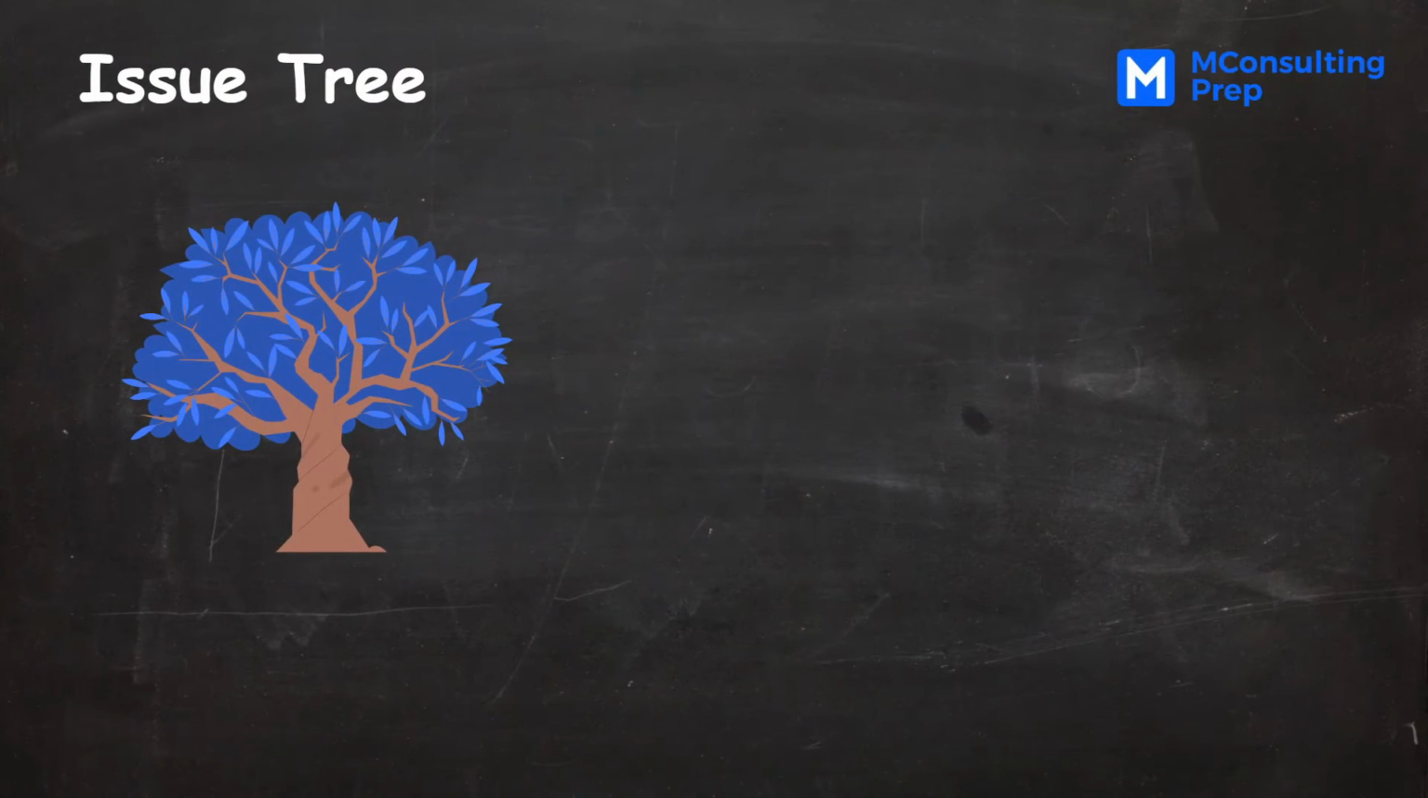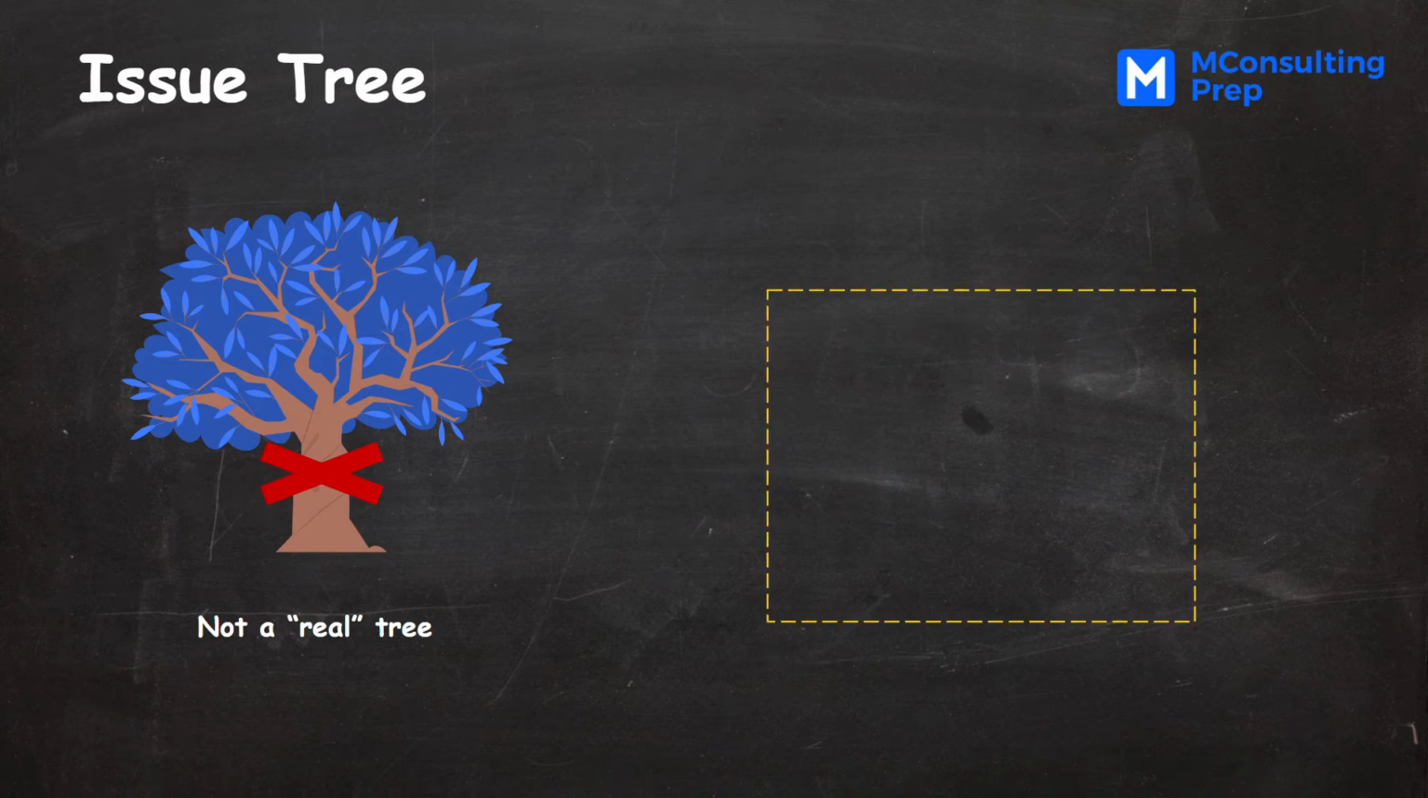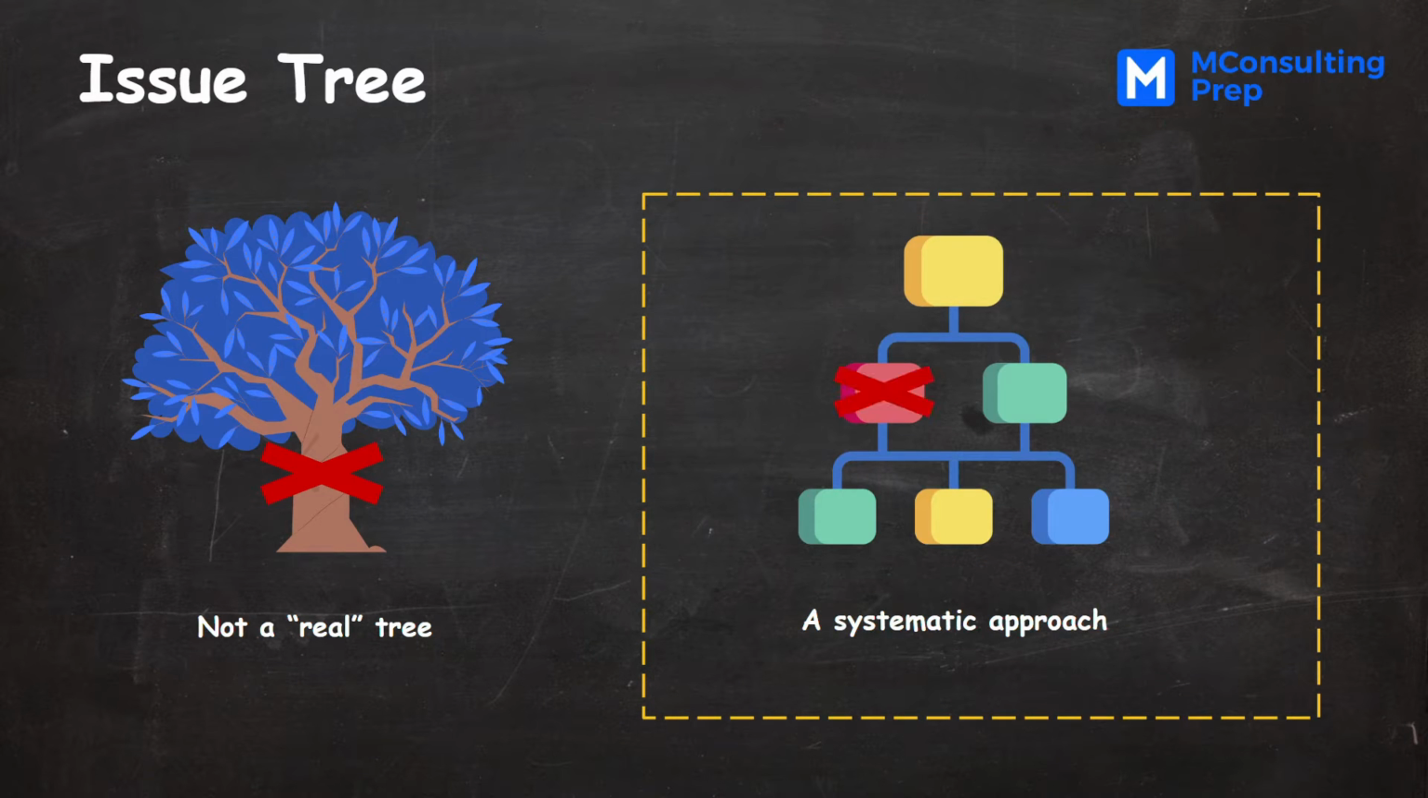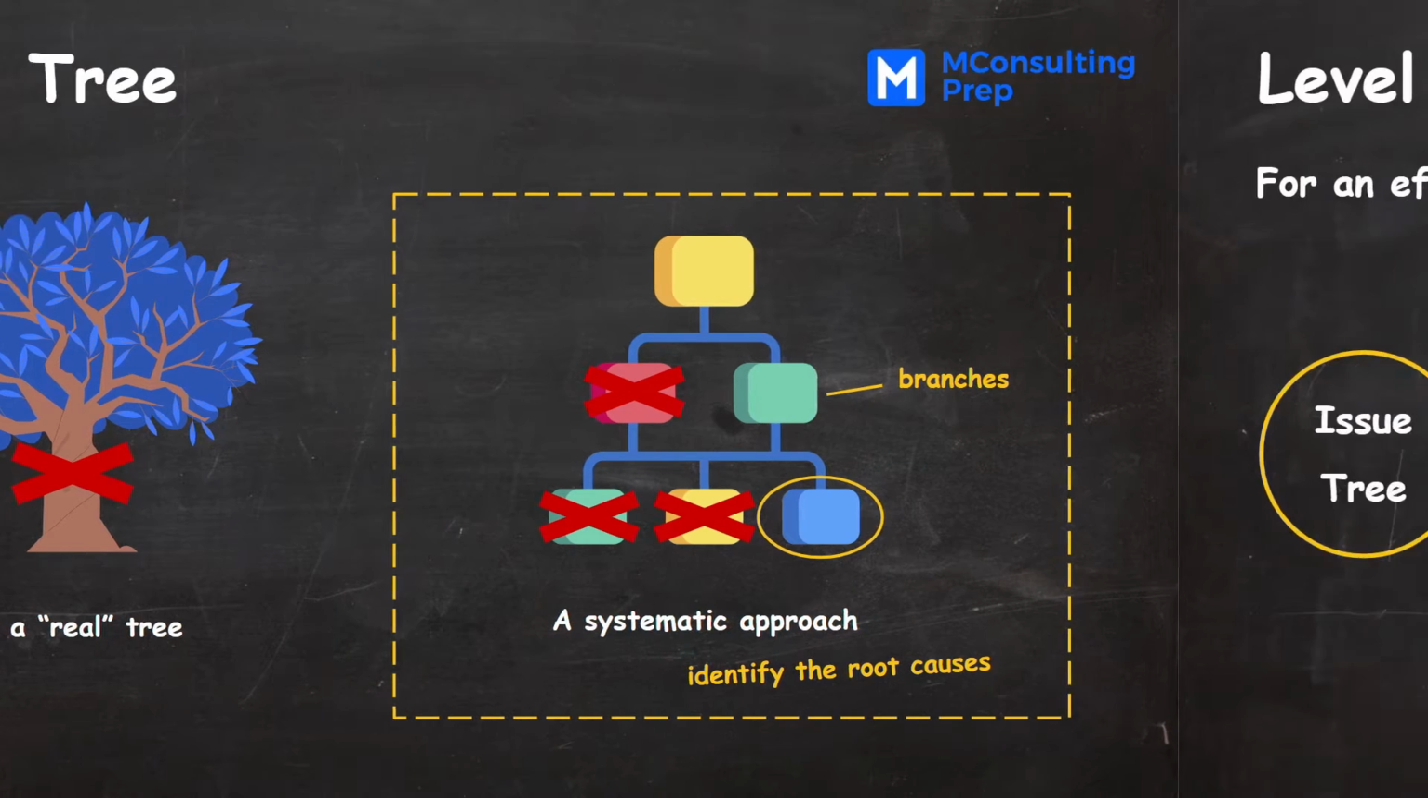Issue tree is not really a real tree, but it's rather a systematic approach to simplify one complex problem, break it down into smaller and simpler parts, and identify the root causes. The idea is to divide the big ocean of possible root causes into specific zones, find out which ones are good and which ones are bad. Once bad zones are identified, we focus the search only inside those areas. In consulting language, those zones are different branches in an issue tree.